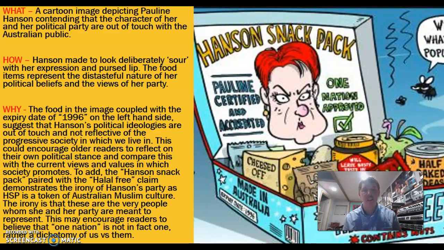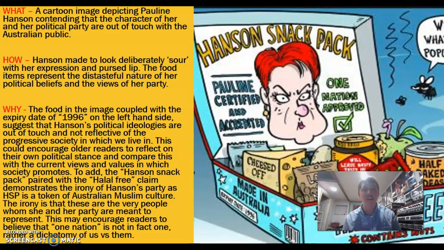To add, the Hanson snack pack paired with halal free. So I'm again linking two things together and not treating them separately. Claim demonstrates the irony of Hanson's party, as halal snack pack HSPs is a token of Australian Muslim culture. The irony is that these are the very people whom she and her party are meant to represent, but in this case we know that she doesn't.